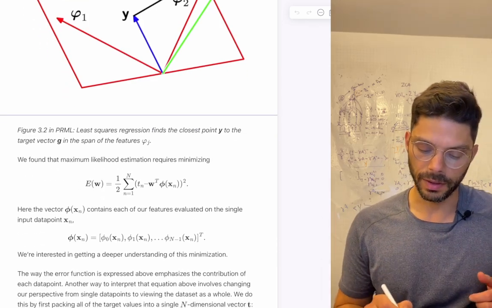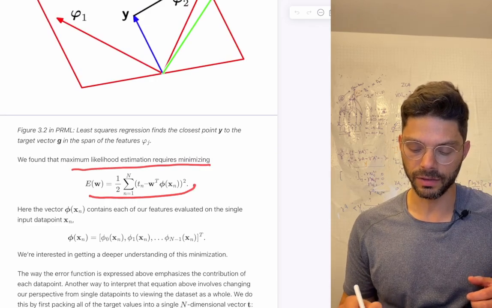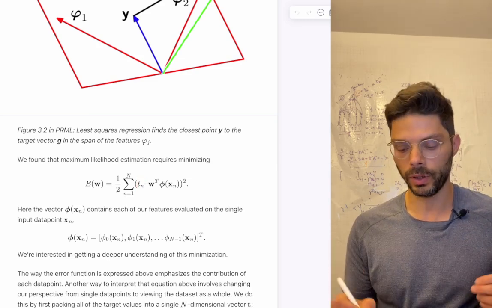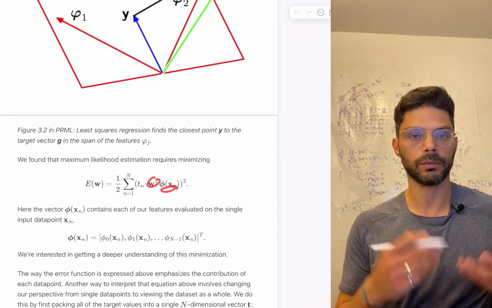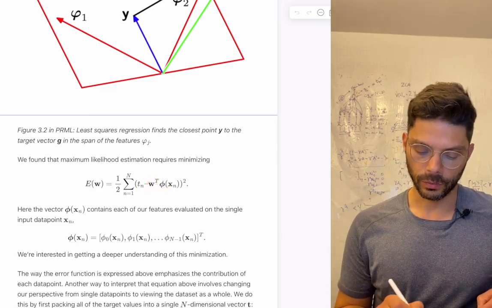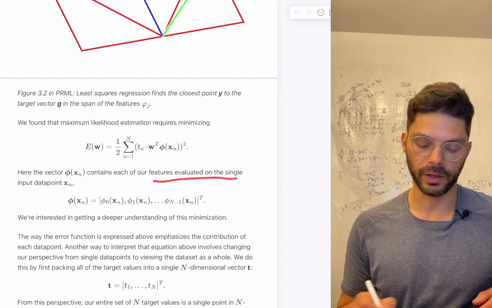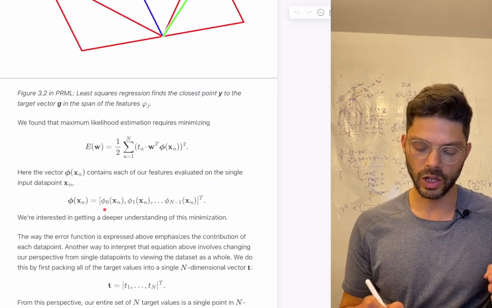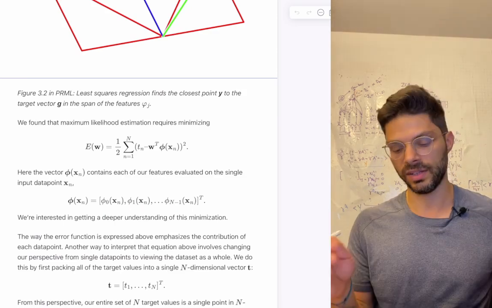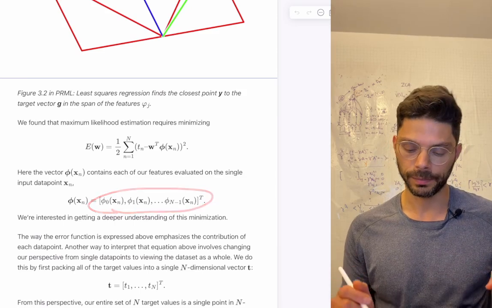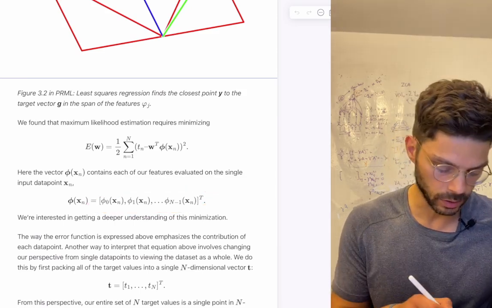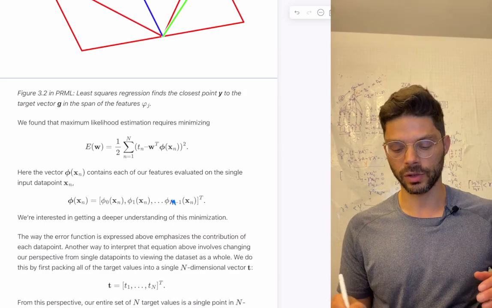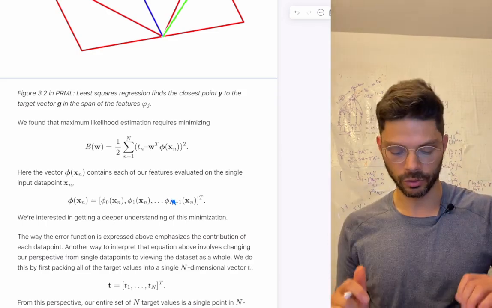Okay, so what do we do? The maximum likelihood estimation requires minimizing this function, right? That was the function we started with in the section. So it's 1/2 of the difference between the data points and their projections onto our features. Here the vector phi contains each of our features evaluated on the single input data point. What I'm saying here is just notation. So phi of x_n is each one of our features evaluated on a single data point. Oops, sorry, this is not n-dimensional. This should be m, because we have m features. So this is actually an m-dimensional vector.